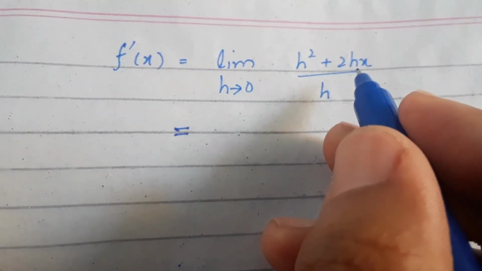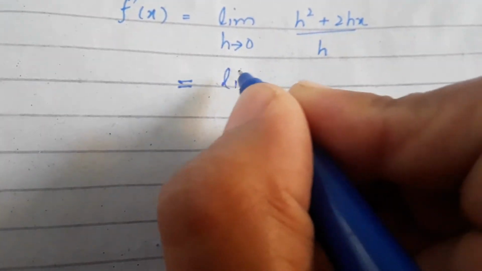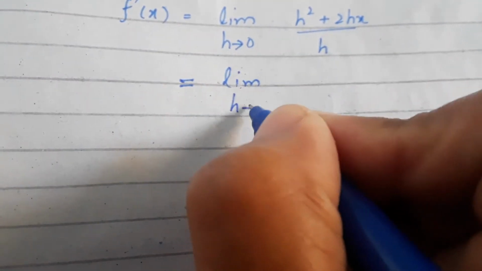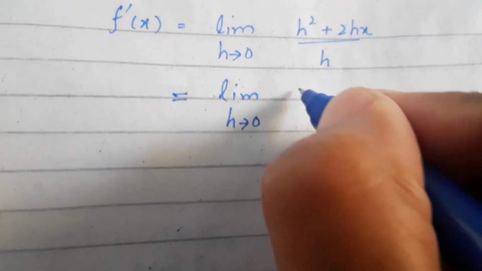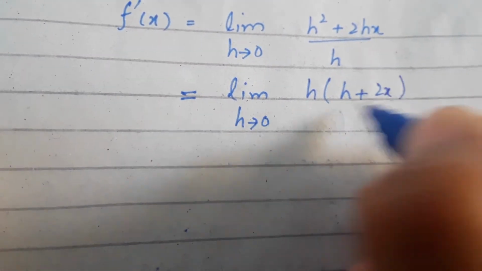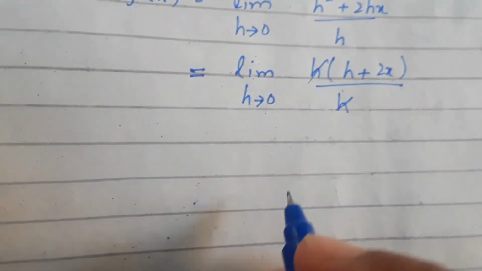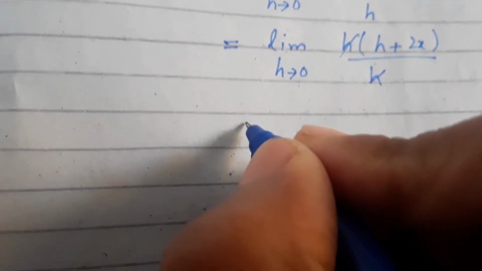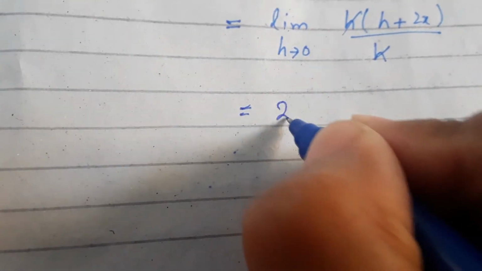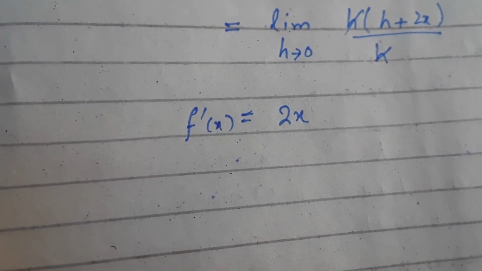Now I can take h out as common. Limit h tends to 0, here I can write it as h into (h plus 2x) divided by h. They will cancel. I'm left with h plus 2x. Now put h equals 0, so I am left with 2x. So this is the differential or the derivative of the function x squared plus 1.